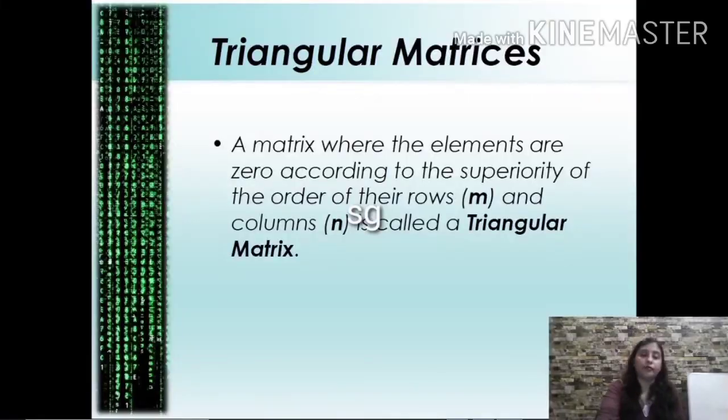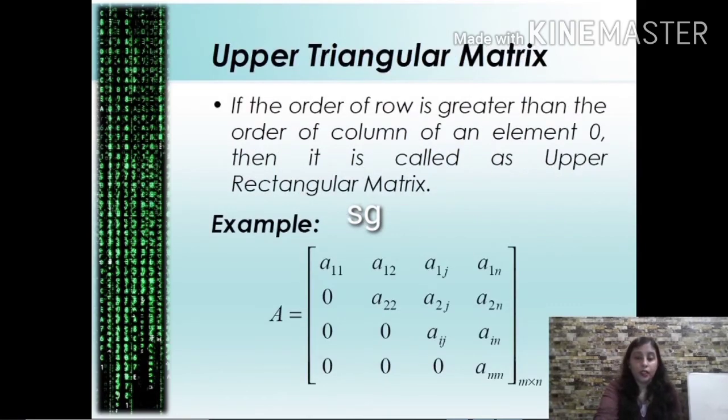Now we start another vital point, that is the triangular matrix. What is a triangular matrix? A matrix where the elements are 0 according to the superiority of the order of their rows m and n is called a triangular matrix. Now, this seems to be really a tricky one if we go by the bookish language. Let me just give you an example of it to make you understand what it exactly means.